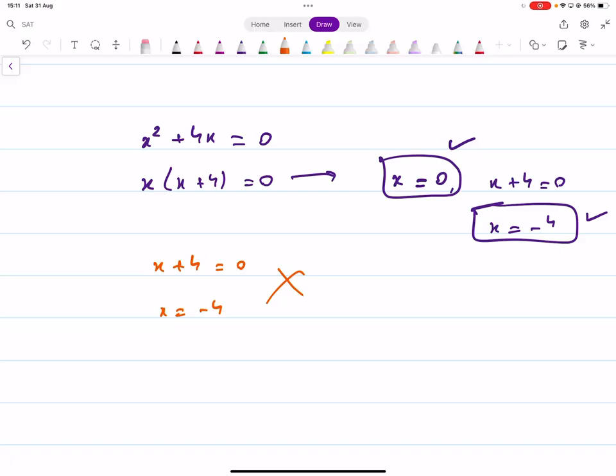So do not divide by a variable. If something is unknown, you cannot divide by that. You try to factorize and solve it like this. So you cannot do this. This is not allowed. Make sense?